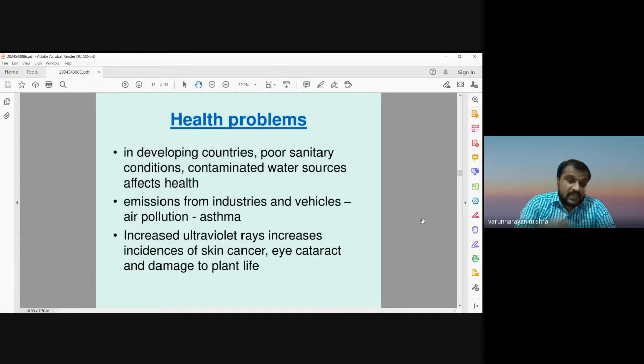They are directly affecting human health, and they are directly affecting life on the earth, in terms of different diseases or skin cancer. There may be some eye cataracts and damage to plant life. So health problems are also because of the environmental degradation of the earth.